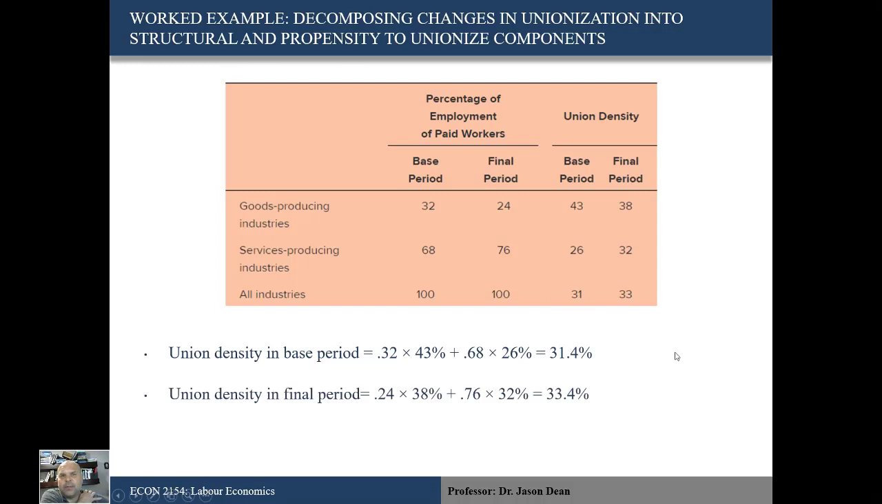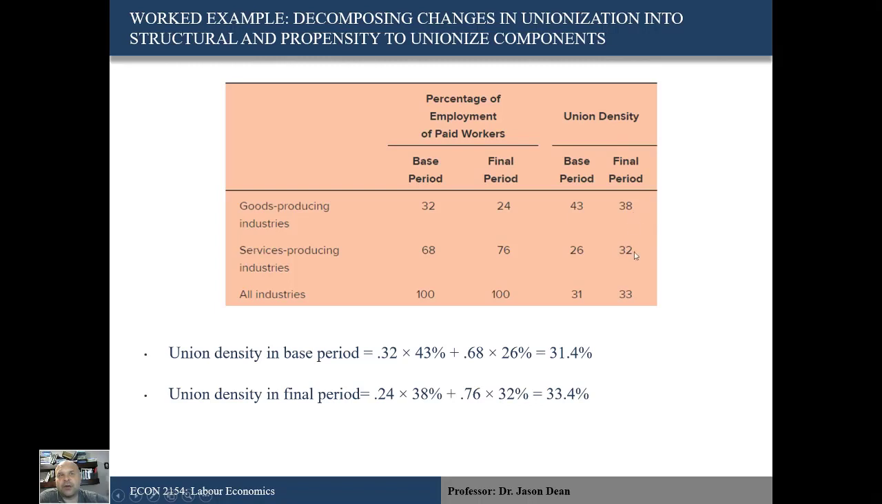For the final period, we do a similar exercise. We know that in this period, the percentage of employment of paid workers in the goods producing industries was 24%, and in the service producing industries was 76%. So we're going to use these as weights. These are indicated here, 0.24 and 0.76, and then we're just going to multiply those by the union density in the final period, so 38 and 32.